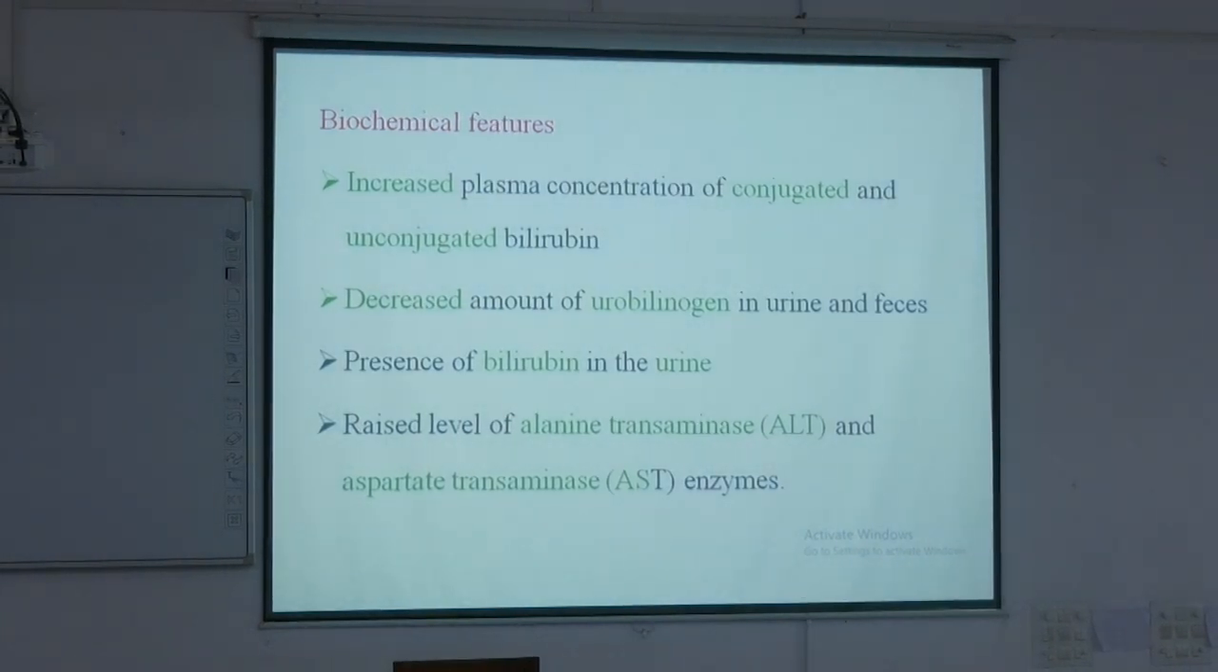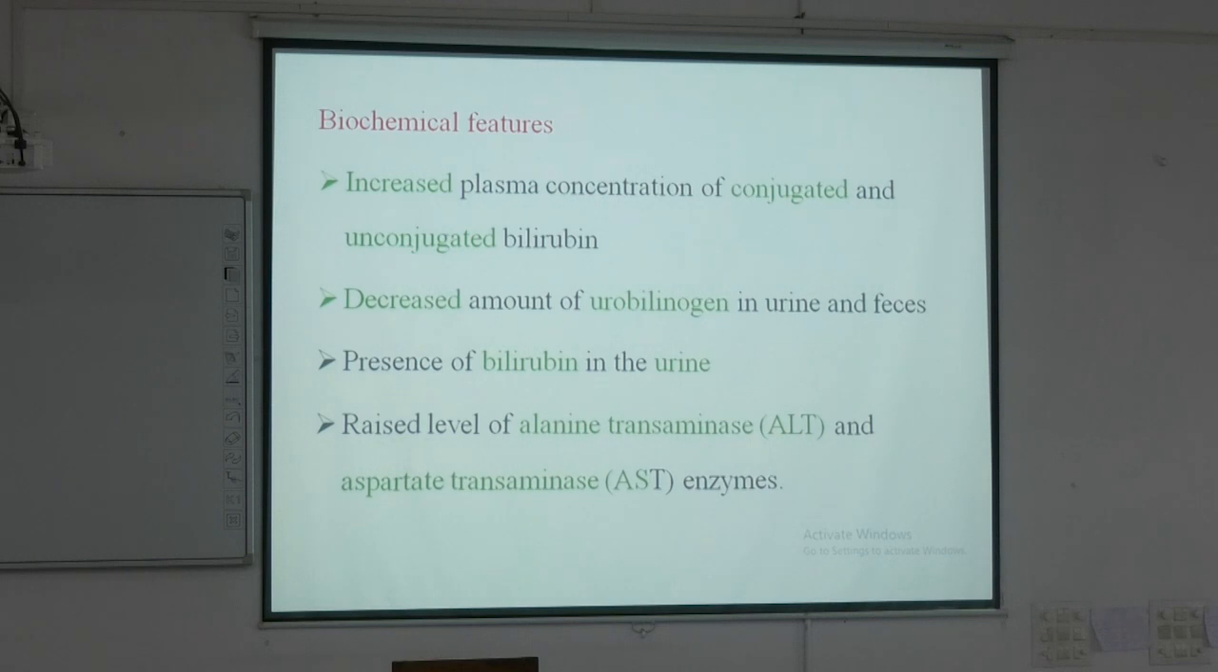Biochemical features are all the same, but there is a difference in symptoms. In the prehepatic jaundice, there is no increase of liver parameters, okay, but in hepatic jaundice, ultimately ALT and AST are increased. If the ALT and AST are increased with the bilirubin level, then you will confirm that the person has hepatic jaundice, and the causes may be different.